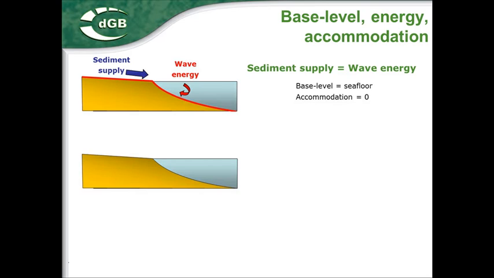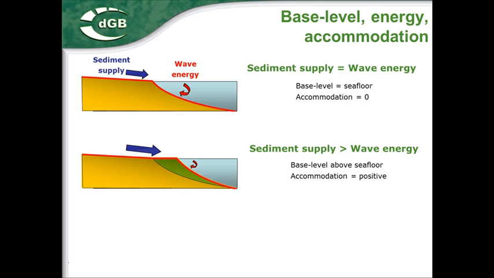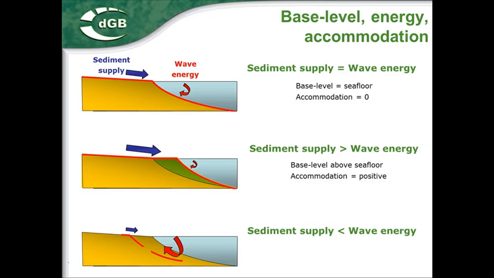This system is static. Nothing will change. Now the next situation, we have more sediment supply than wave energy. And now our base level is actually located above the seafloor. There's a positive accommodation space that will be filled by sediments. In the third situation, the wave energy is larger than the sediment supply, and now my base level is actually located below the seafloor, and this is the maximum surface to which this system can erode. And we have a negative accommodation space.